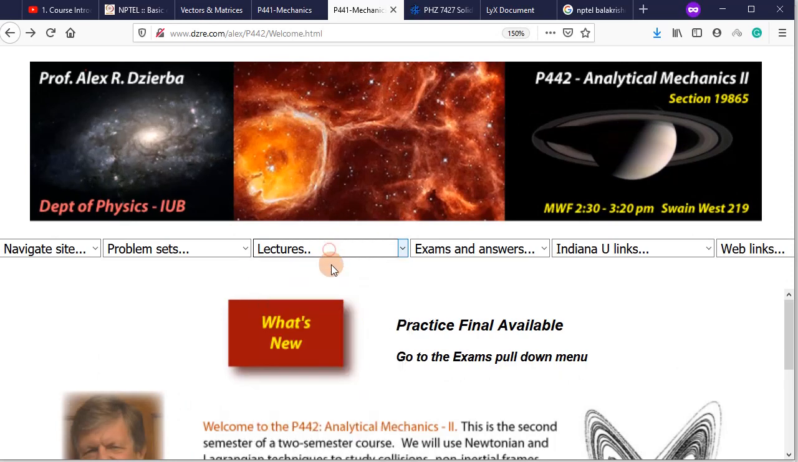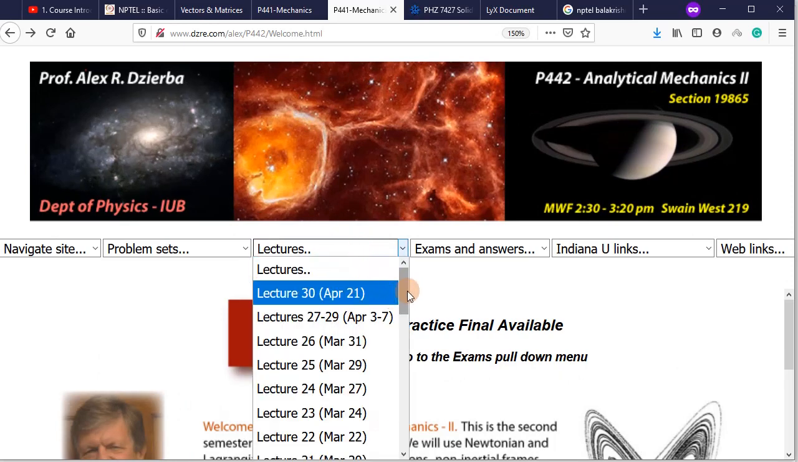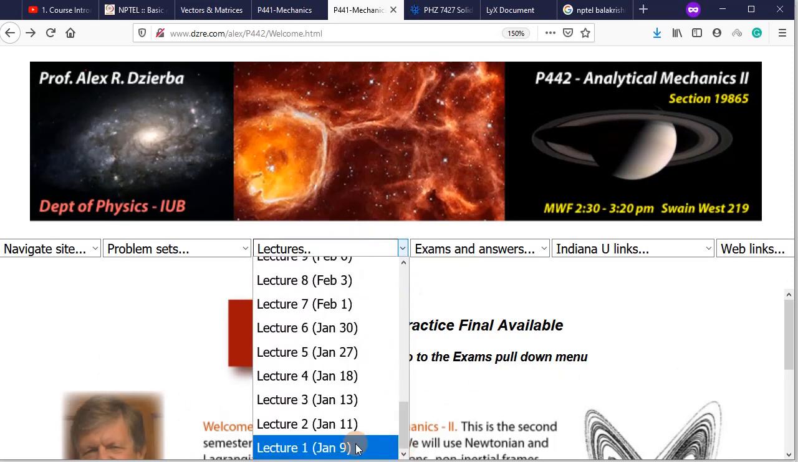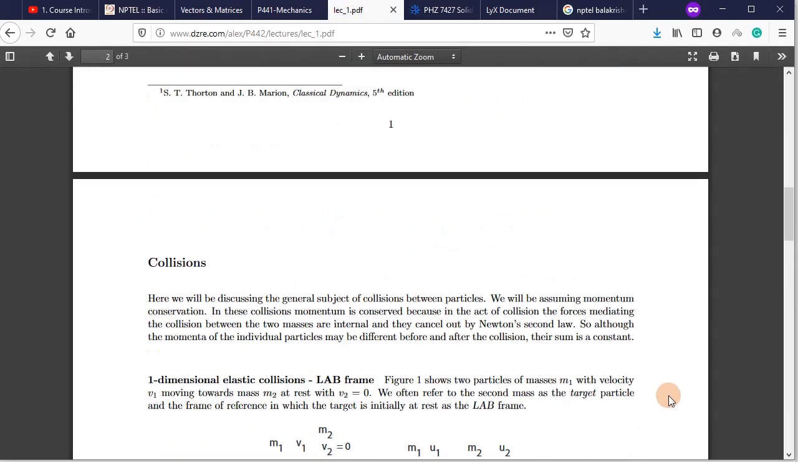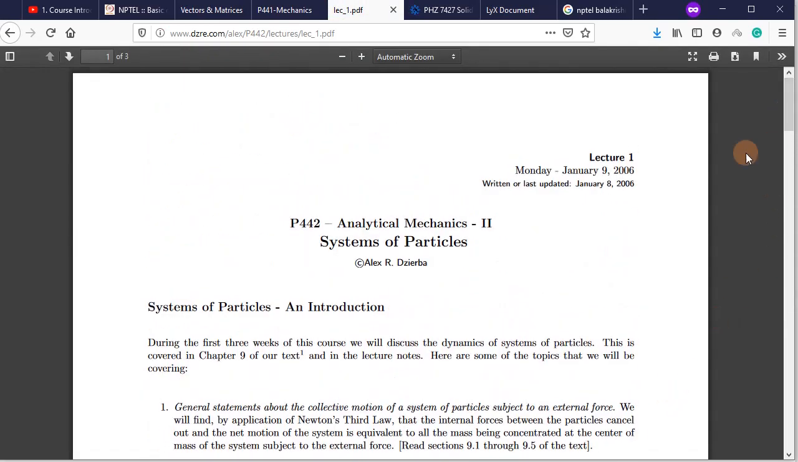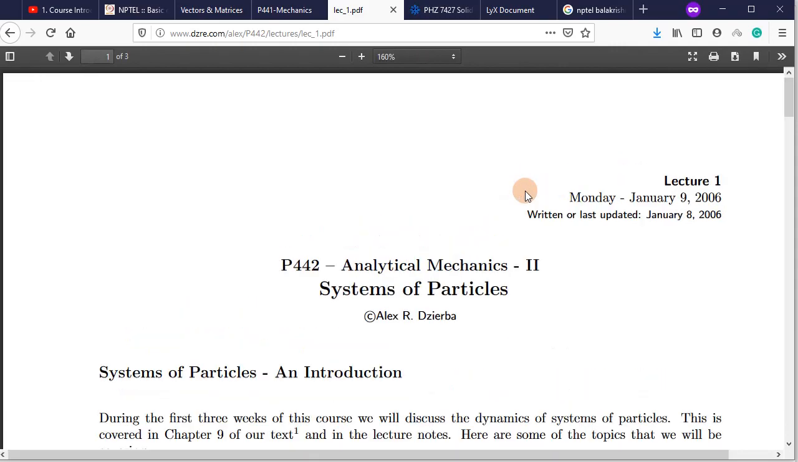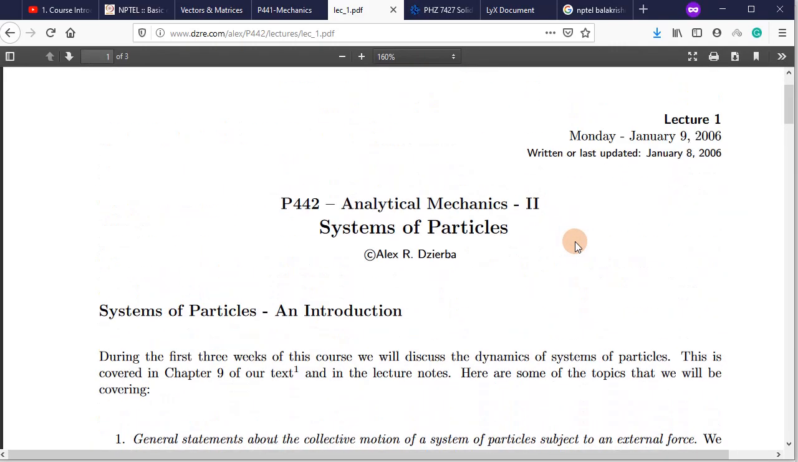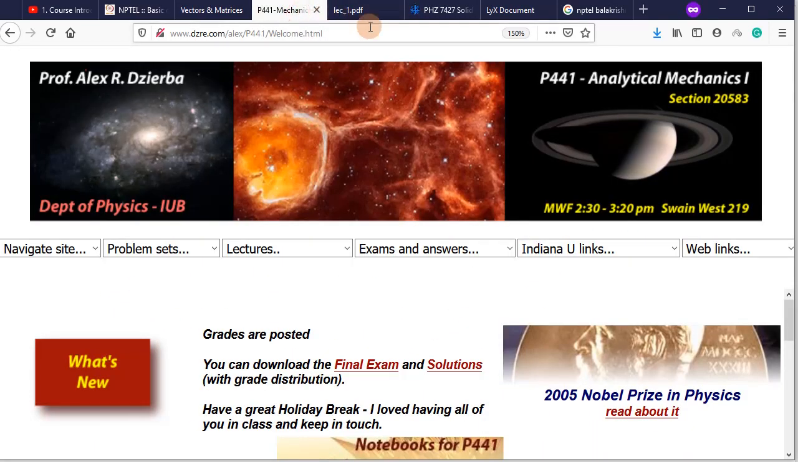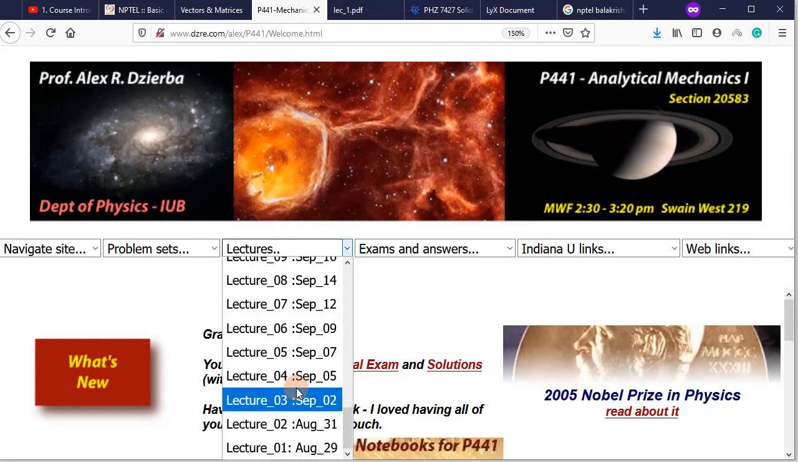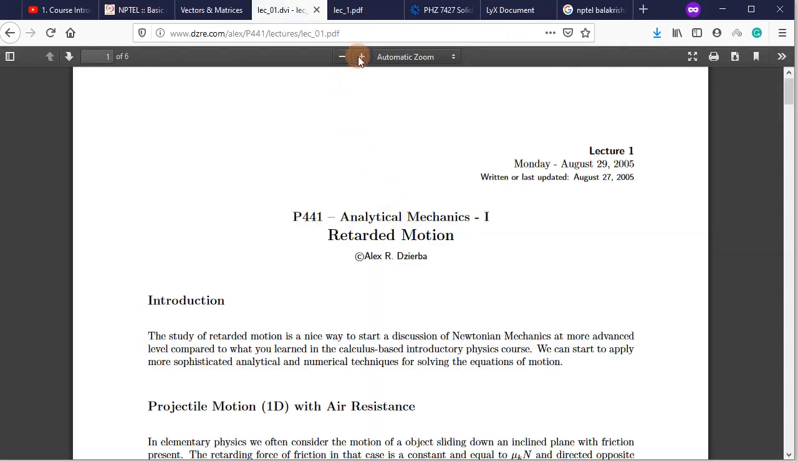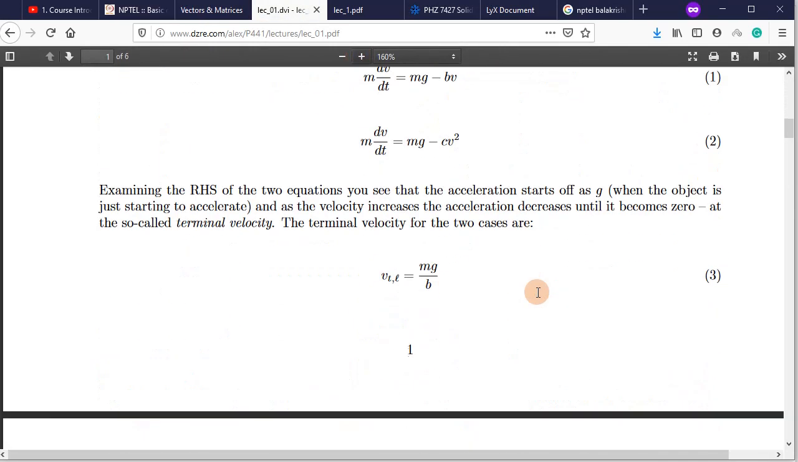So you click in the lectures. You click in lecture 1. Then lecture 1 will come. Then I will zoom in, you see. This is 442, right? This is 441. Start 441 lecture 1. So this is 441 analytical mechanics 1.